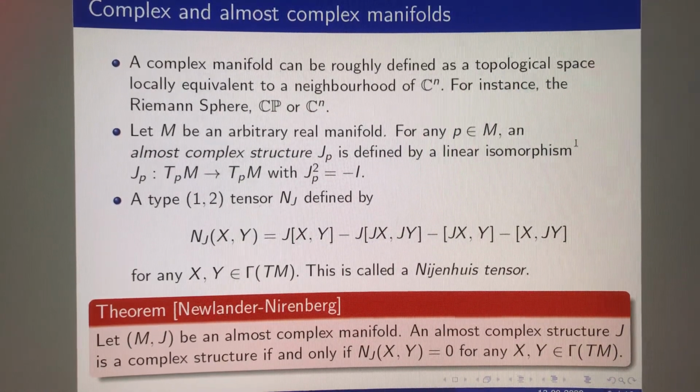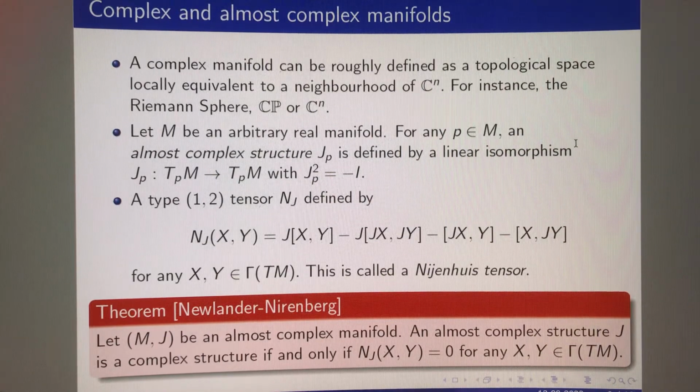Given an almost complex manifold, an almost complex structure is a complex structure if and only if the Nijenhuis tensor equals 0. By the Nijenhuis tensor, we mean a type 1-2 tensor formulated by the Lie brackets and the almost complex structure defined on sections of the tangent bundle like this. We're going to use this Nijenhuis tensor a lot to define the CR structure and CR mappings, and in some examples we're going to talk about later.